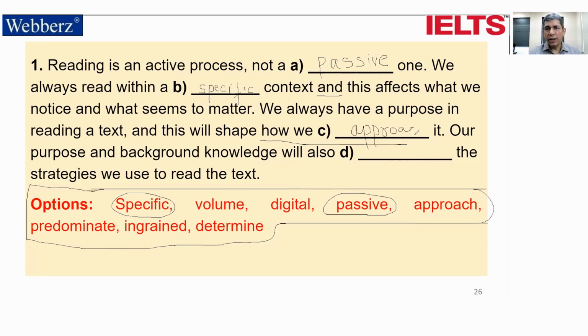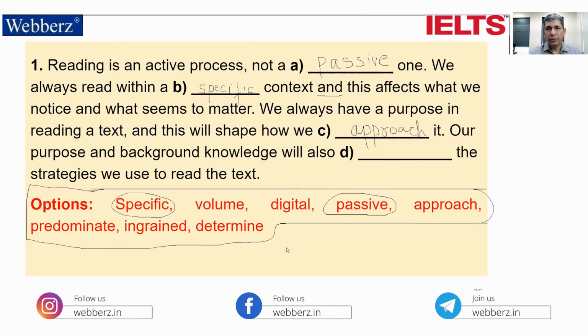Okay. And read the rest of it now. I want a justification for everything. Yeah. Our purpose and background knowledge will also dash the strategies we used to read the text.